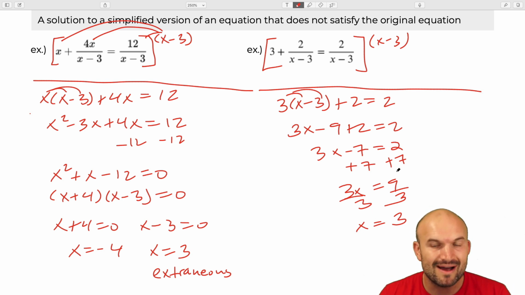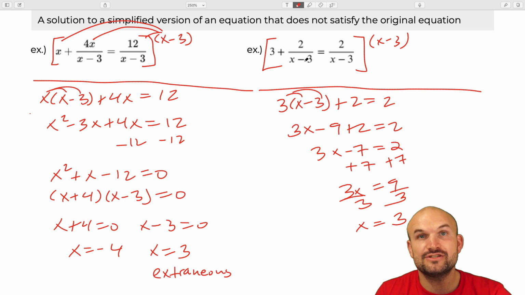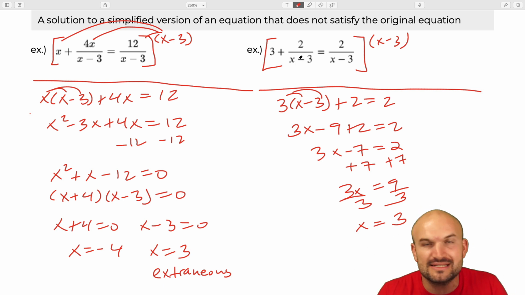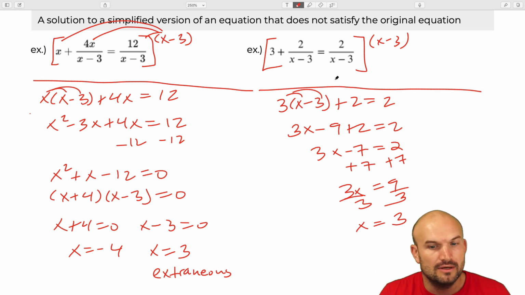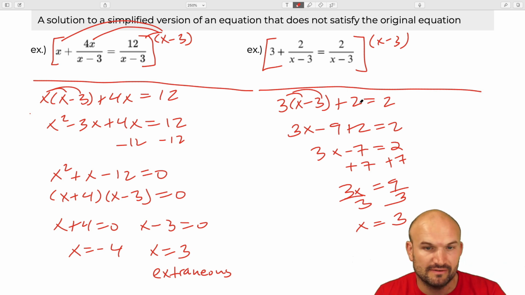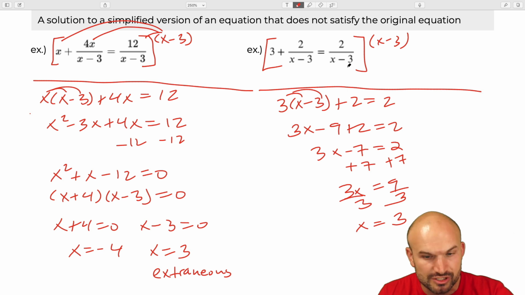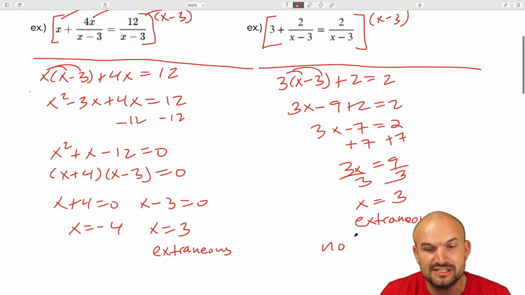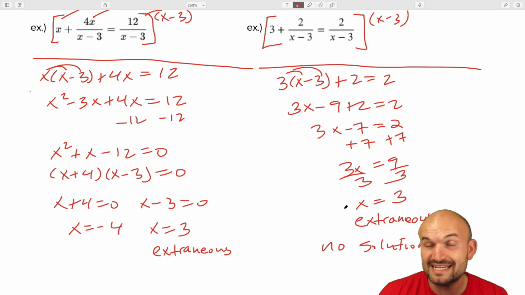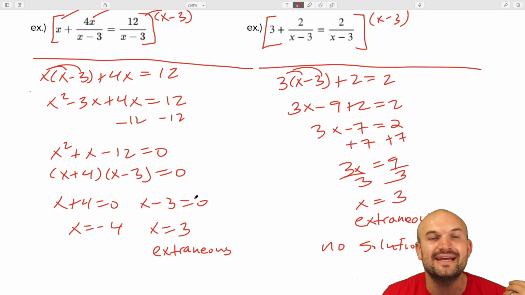Makes sense. However, when you plug 3 back into the original equation, again, you see that 3 is going to make the denominator equal to 0. It's not going to satisfy the equation, right? So it satisfies a simplified version of the equation. It does not satisfy the original equation. So this is an extraneous solution. And since this is the only solution, we could say that this equation has no solutions. And that is how we find extraneous solutions as well as how we define them.